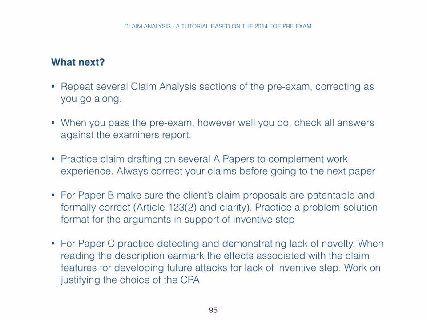For paper B, make sure the client's claim proposals are patentable and formally correct, which is Article 123 and clarity. You should also, for paper B, practice a problem solution format for the arguments in support of inventive step. And in this exercise on claim analysis, we have seen partly how problem and solution approach comes in.